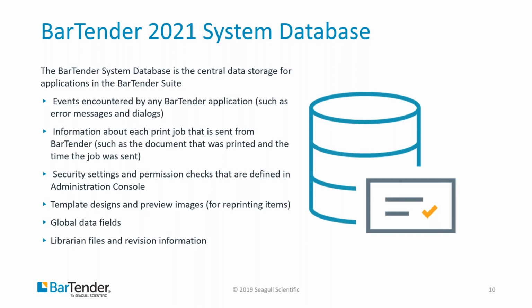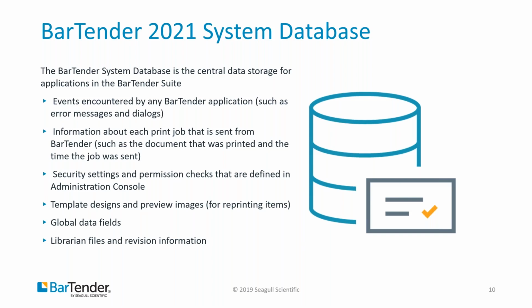The BarTender system database allows you to store and review events occurring in your BarTender environment, such as warnings and error messages, information on each print job, including print driver version, data that has printed, and an image of the label that has printed. In addition to that, you can also reprint previously printed jobs. You can store templates and other files in your BarTender system database. That's where Librarian, our document management tool, comes in.